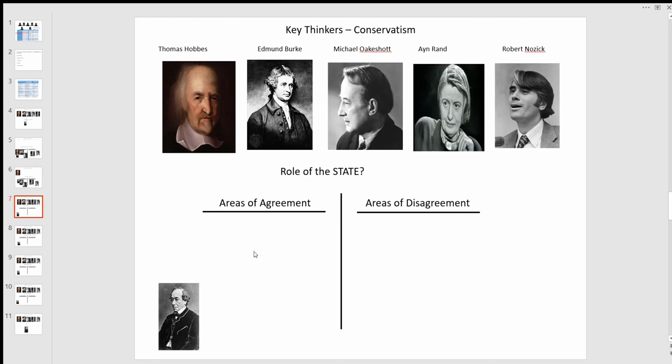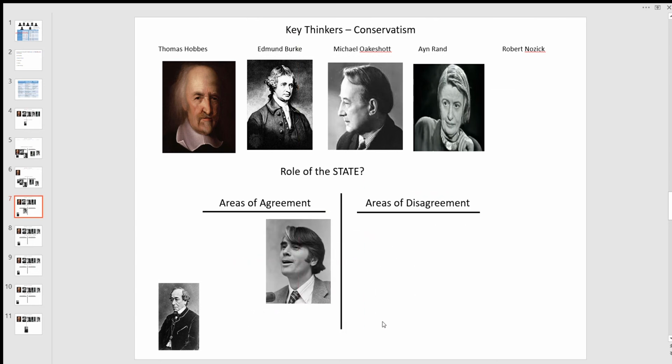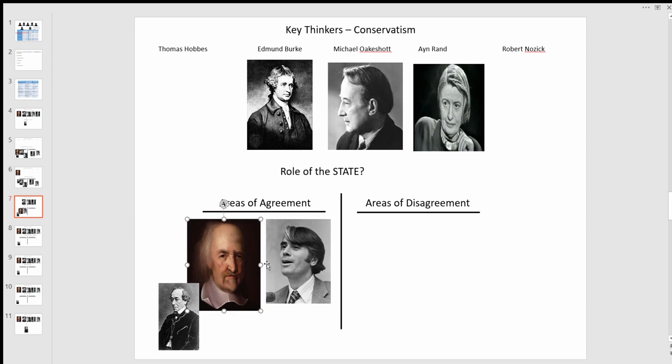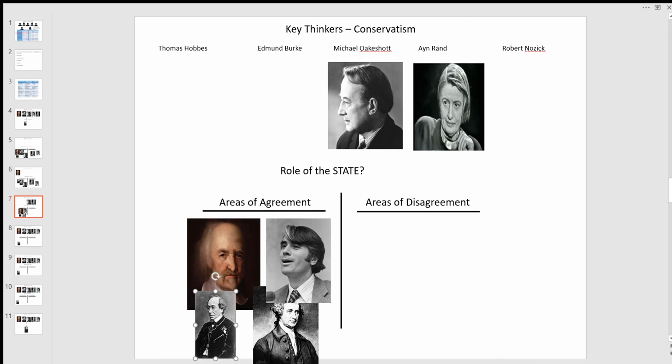The role of the state. Well, probably to a slightly larger extent, all would agree on the need for a state. Even Nozick, the minarchist, would suggest that you need a very, very minimal state to provide order and defence. And Hobbes would say you need it to provide, again, security and law and order. And everyone else, Burke and Disraeli, would see the state as emerging as part of the organic society.